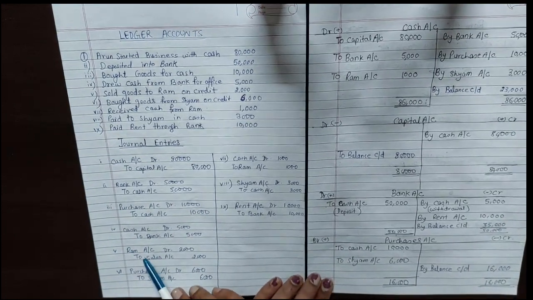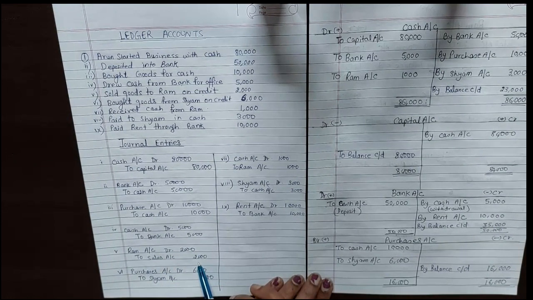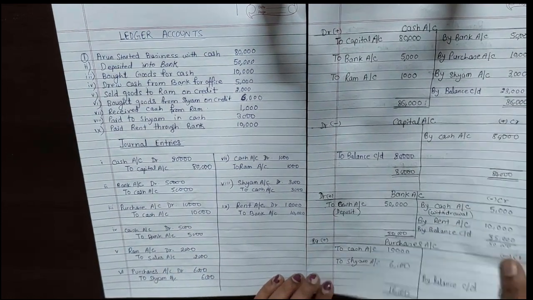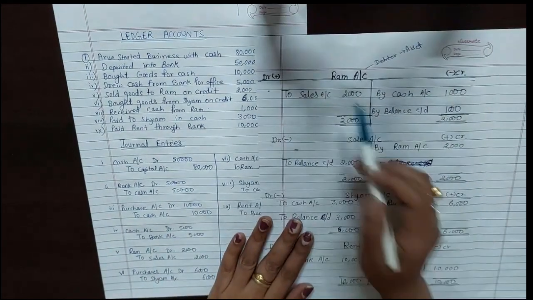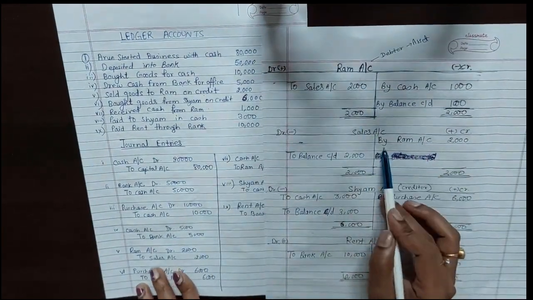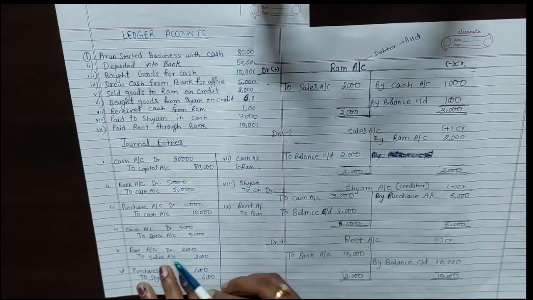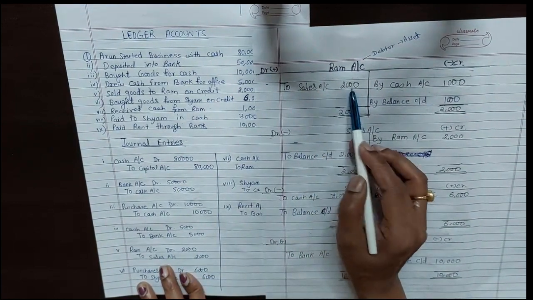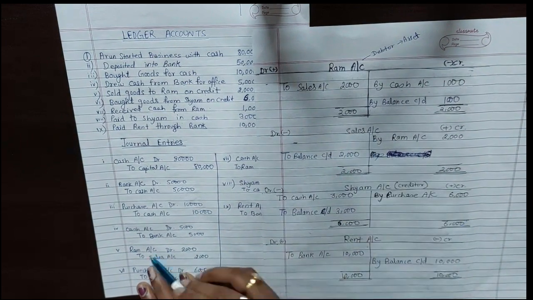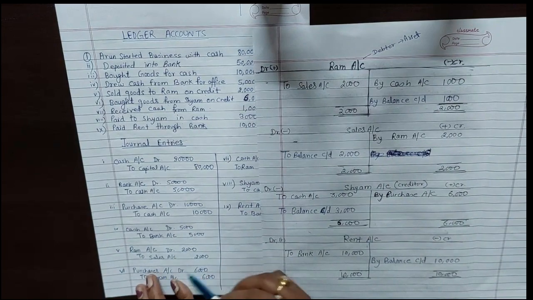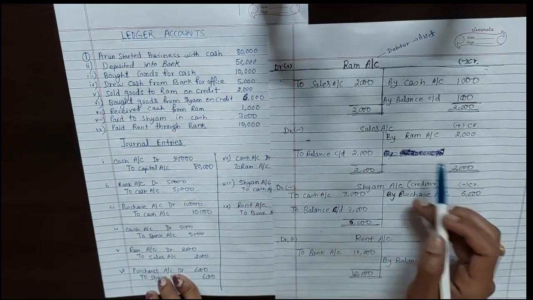Next will be RAM account to sales account. Now I have to open the sales account and RAM account again. So now I opened the RAM account and sales account. You see, RAM account is debit, and in the sales account I write "By RAM account 2,000." Correct? Now for sales, there is no other transaction, so I will check it.